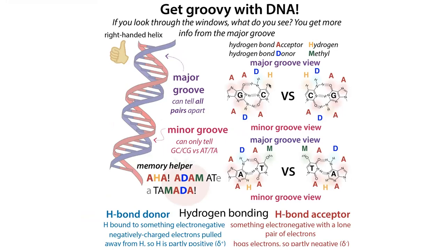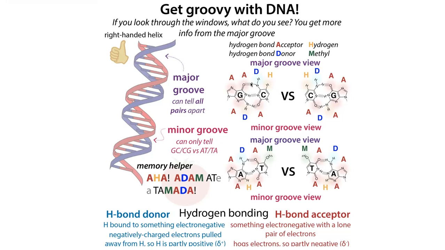If we look at what hydrogen bond acceptors and what hydrogen bond donors are visible in each of those grooves, we'll see different things. And the things that we see are going to be dependent on what the sequence of the nucleotides is. So we're going to have our base pairs formed here, and then we are looking in at them from either side. From the major groove, if you were to look at a GC versus a CG, so say your left strand has a G and your right strand has a C, versus your left strand having a C and your right strand having a G, in both cases you're going to have a G and a C, they're just in a different order.